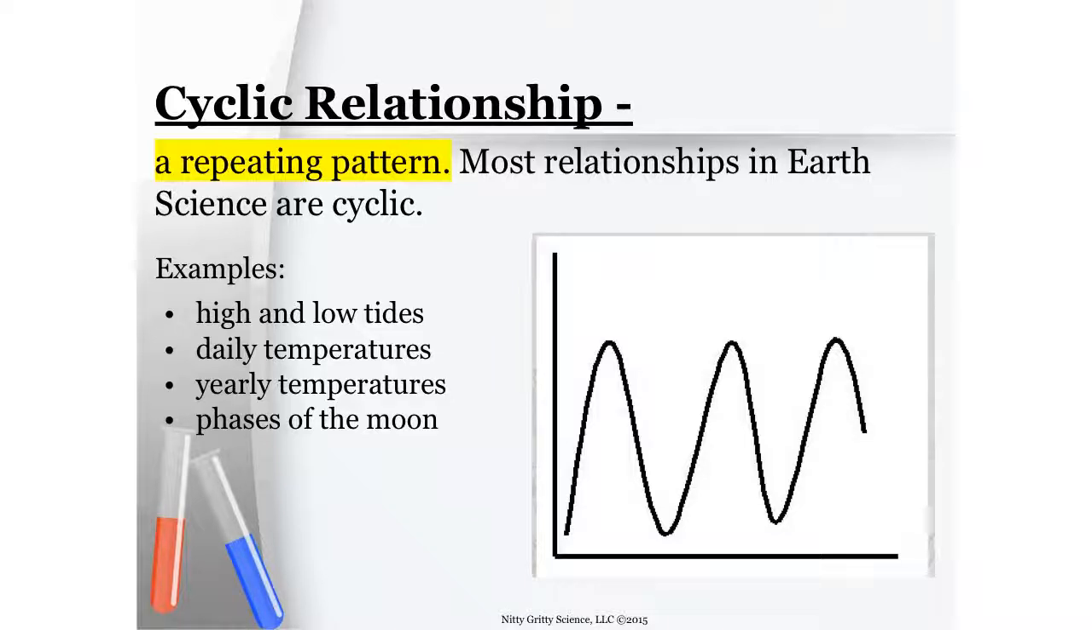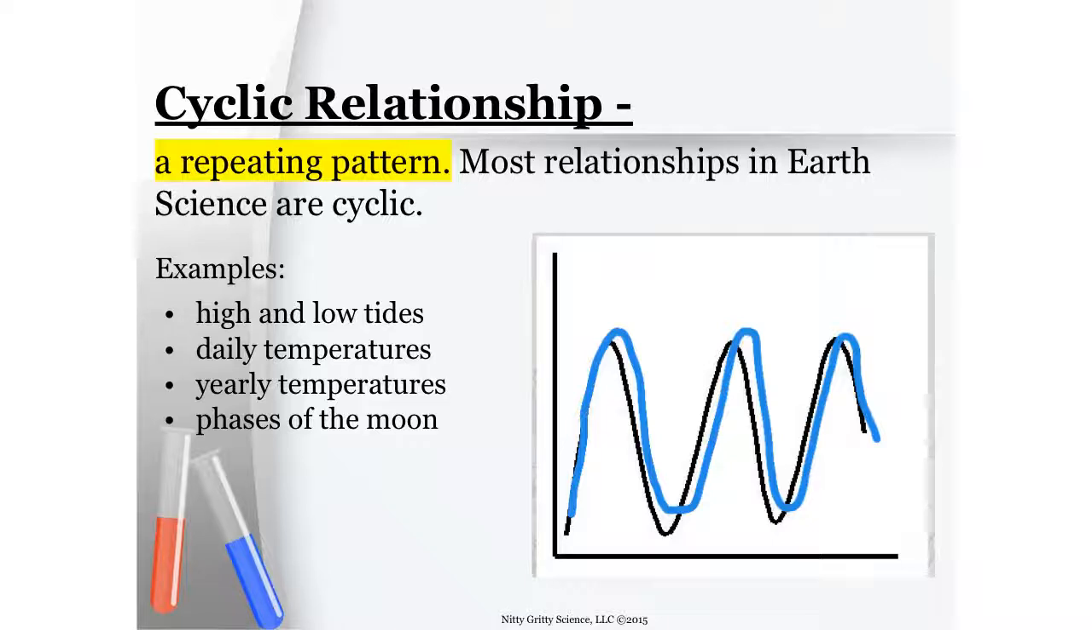And most relationships in earth science are cyclic. A lot of them do repeat themselves. So on our graph, we want to draw this kind of squiggly line. It goes up and then down and then up and then down and then up and then down. So you want to draw that graph on your input page.